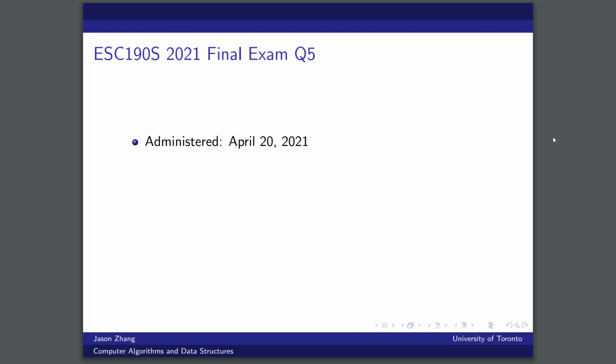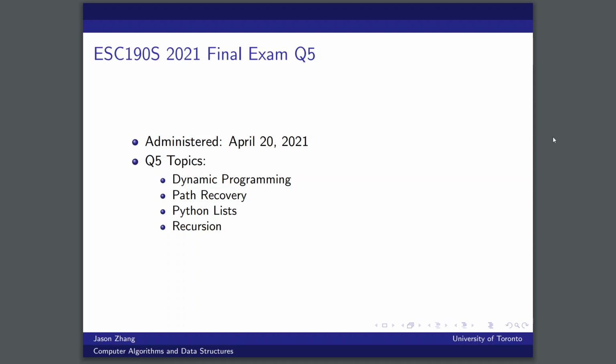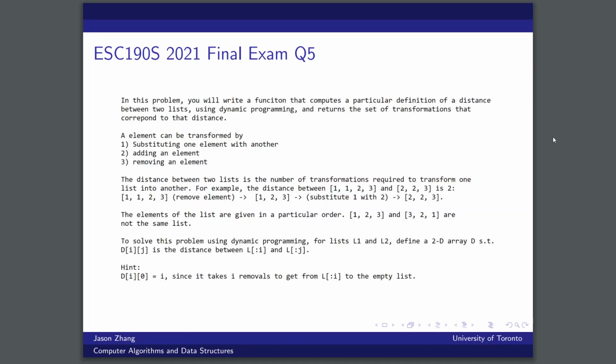I'm going to try to give enough depth, but it's a very involved question, so I won't have time to go through all the details. But the main topics of this question include dynamic programming, path recovery, general understanding of Python lists, as well as recursion. So this is the problem, and basically what it's saying is that we have two lists, and we want to find the minimum distance between those two lists.